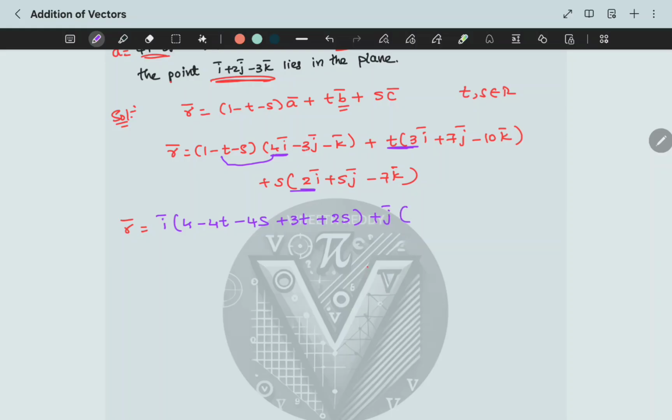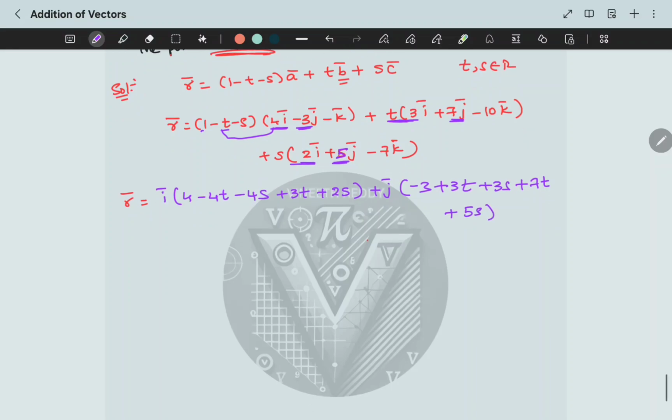Now plus j bar into, again, minus 3 into 1 should be minus 3. Minus 3 into minus t is plus 3t. Minus 3 into minus s is plus 3s. And from here the j bar coefficient is 7 into t, so plus 7t, and from the third bracket it is 5 into s, so it should be 5s. Okay, hope you understood this.